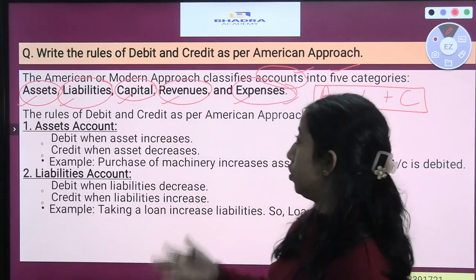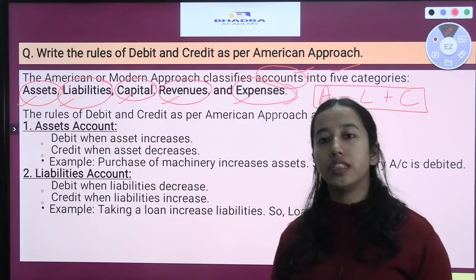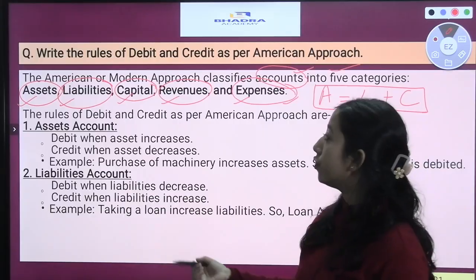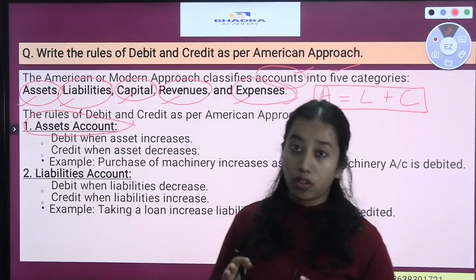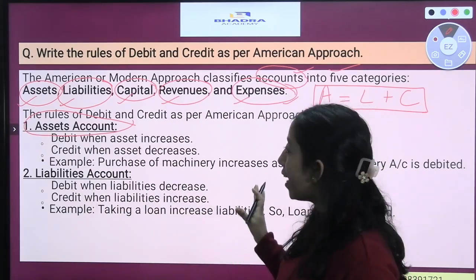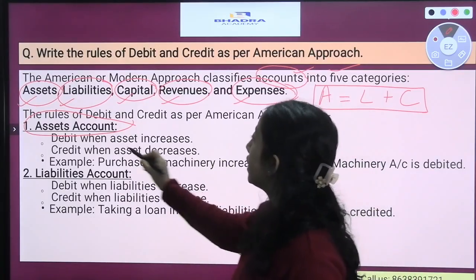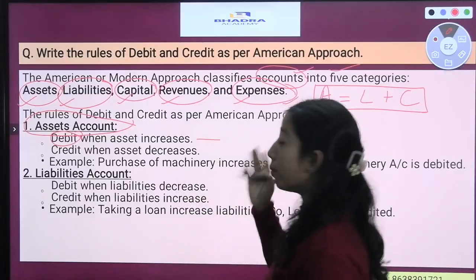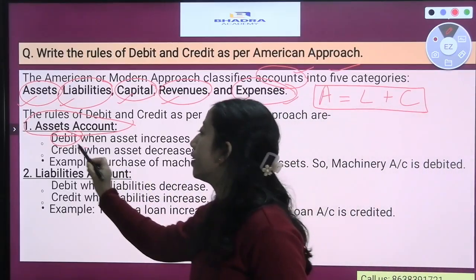Now, as the question has asked, what are the rules of debit and credit? Every kind of asset is sometimes debited and sometimes credited. So what are the rules for it? The first is in case of asset accounts, like the cash account and machinery account. What happens when the asset increases? The asset account is debited. So an increase is debited, but when the asset account decreases, it is credited.